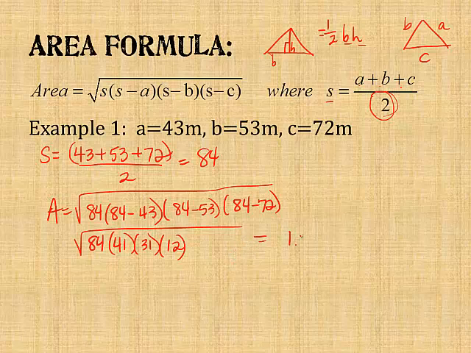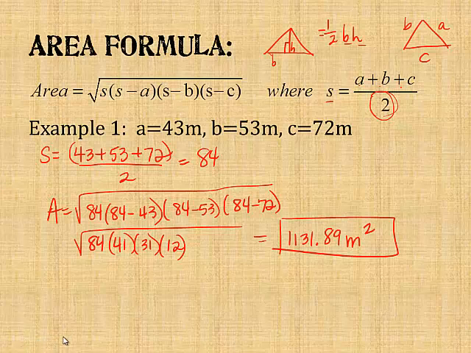I get 1131.89. In this case, it's meters, and it's area, so it's squared. So we round to 2 decimal places, and that's how you work the area formula. It's really simple. Again, this is the work you need to show. I expect to see those steps written down.